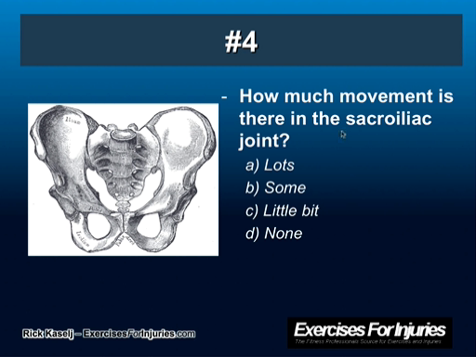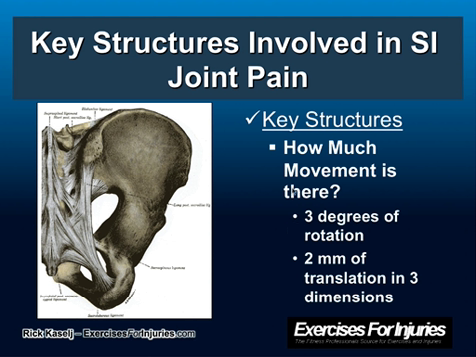Now, number 4, how much movement is there in the sacroiliac joint, the SI joint? Lots, some, a little bit, none. So the answer ends up being C. And so you can see the SI joint here is protected with all kinds of ligaments to add stability to that SI joint area.